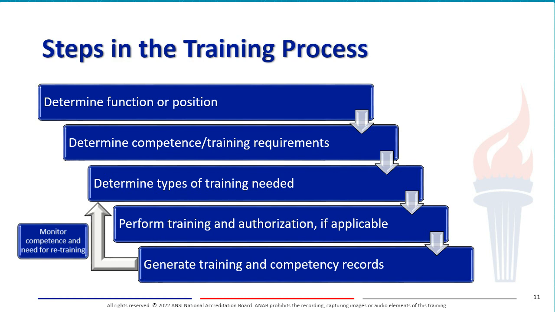As part of the training process, the organization must determine the types of training needed, then perform the training and authorization as applicable. Finally, training and competency records are generated. The cycle loops around for monitoring competence and any need for retraining as well.